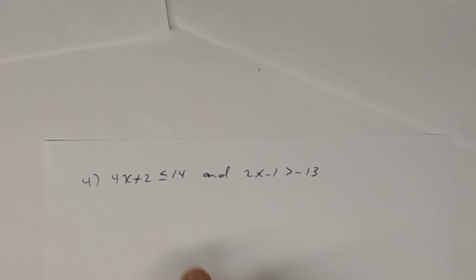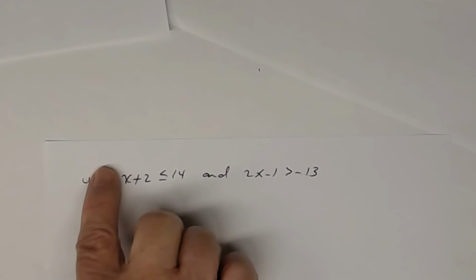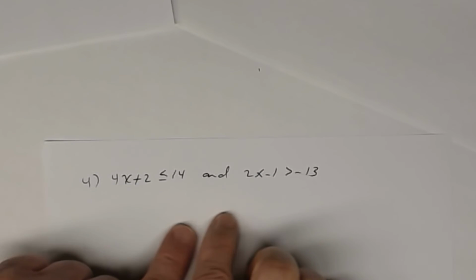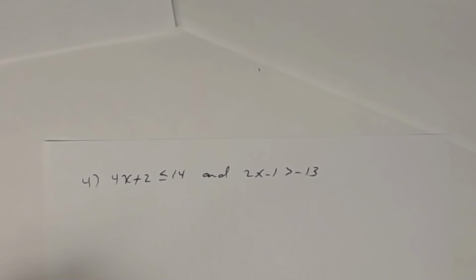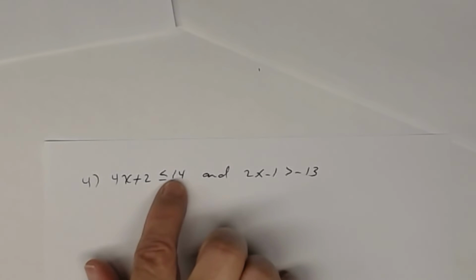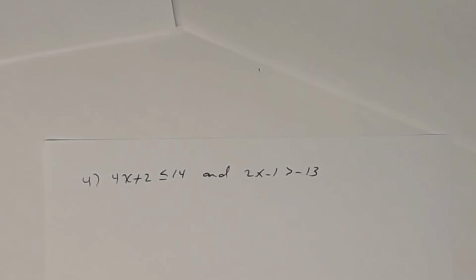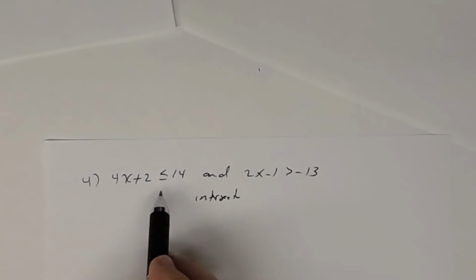So what that means is this. The solution to this compound statement has to be the solution where those two intersect. Okay, so that's the intersection. The solution to this compound has to satisfy this one, and at the same time, it has to satisfy the other one. So that's the intersection. But we're going to solve each one individually.